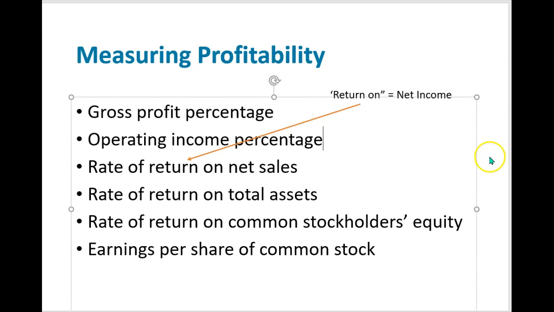Return on means net income. So this would be net income divided by net sales. Net income divided by total assets. Return on common stockholders' equity. So let's take a look at these formulas.